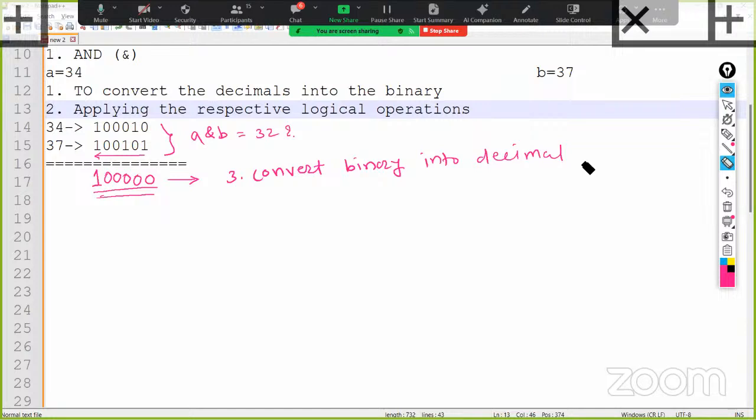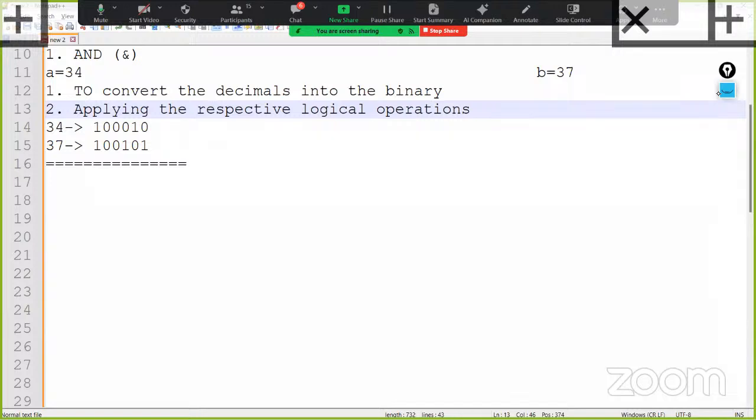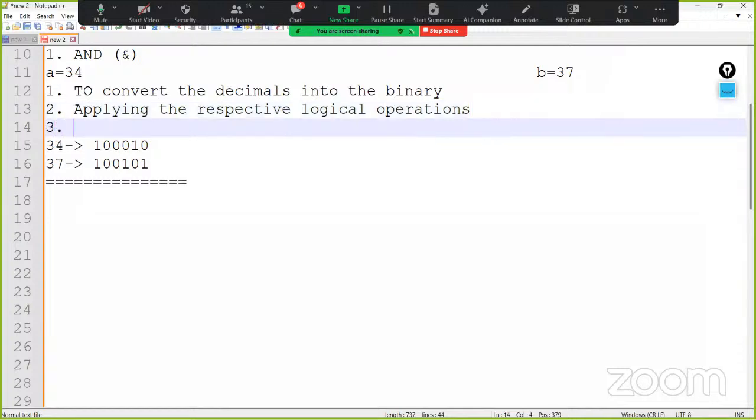Now, as I said, we have the same approach for logical OR and logical XOR also. Whenever I calculate bitwise operations using these bitwise operators, we perform the task in three steps. First step is to convert the operands from decimal into binary. Second step is to apply the respective logical operation, whatever it may be: bitwise AND, bitwise OR, or bitwise XOR.